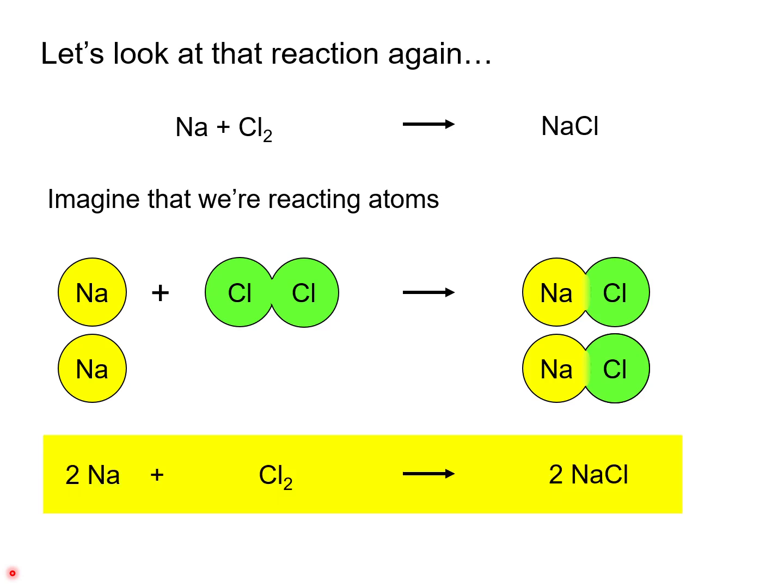So when you are writing out balanced chemical reaction equations, you are invoking the law of conservation of mass. You're making sure that if you started out with 2 sodium atoms and 2 chlorine atoms, you better end up with 2 sodium atoms and 2 chlorine atoms.